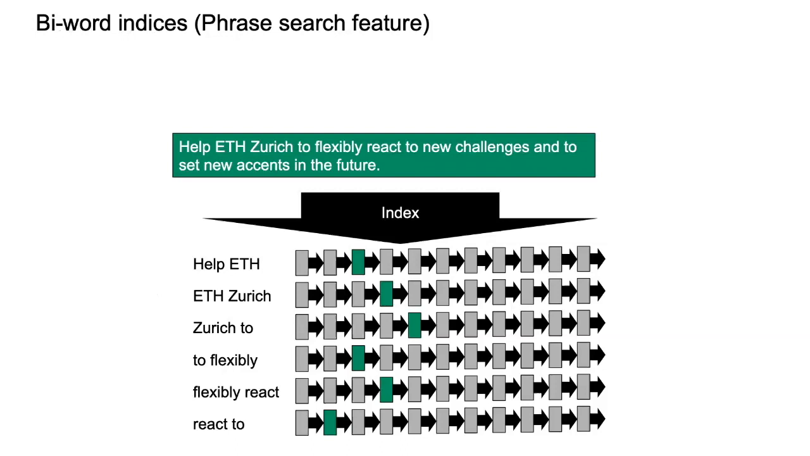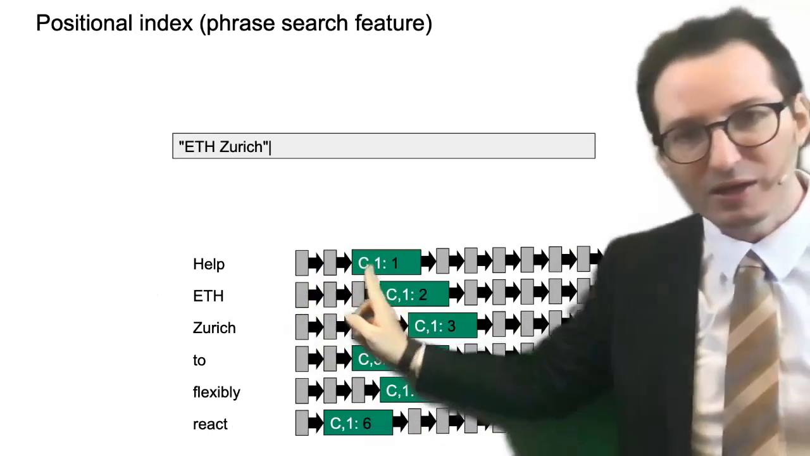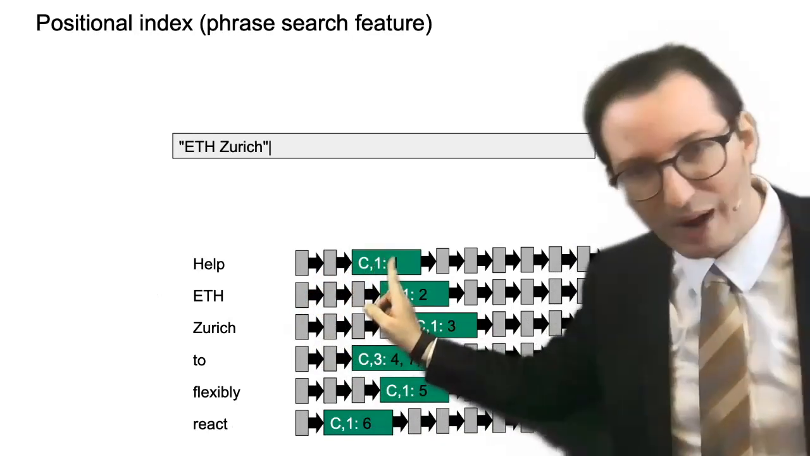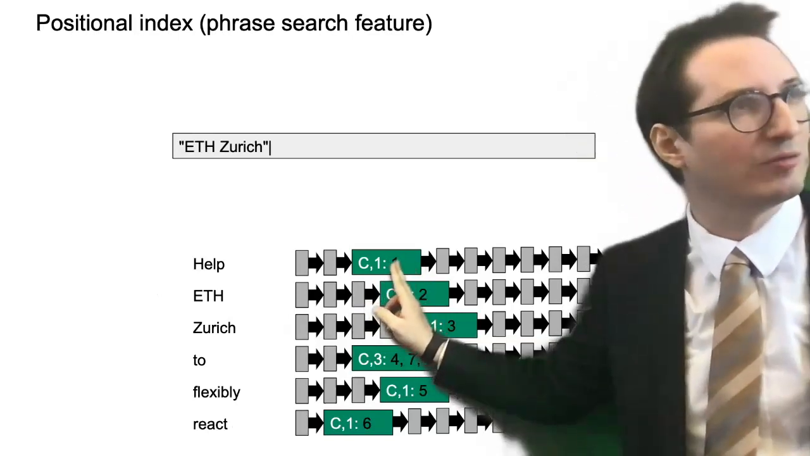Okay. Now we have the bi-word indices, what I just presented to you, where instead of the terms, you have pairs of words. You have the positional index where you still have the terms, but then instead of just the document ID, you have not only the document ID, but also the number of times that the term appears in the document. That would be the bag of words. And if you add also the positions, the exact positions in the document, then you have the list of words.